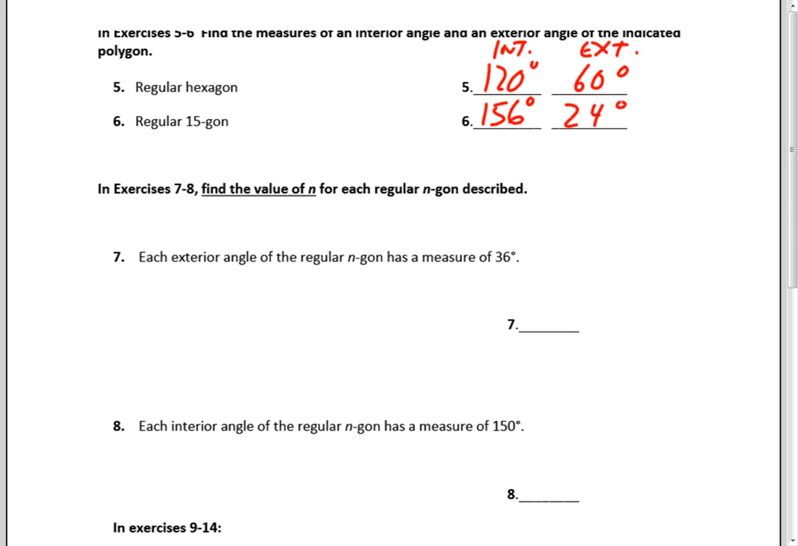If I'm doing this, I'm taking care of the exterior first. I'm doing a little bit of division with 360 with my hexagon. That gives me the 60 on the outside, and then a little bit of subtraction gets me the 120.